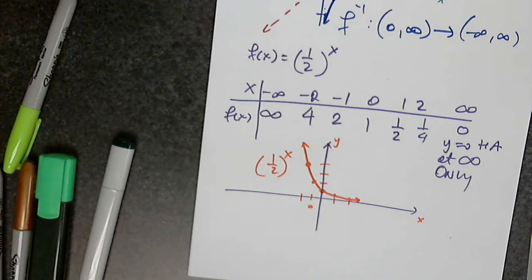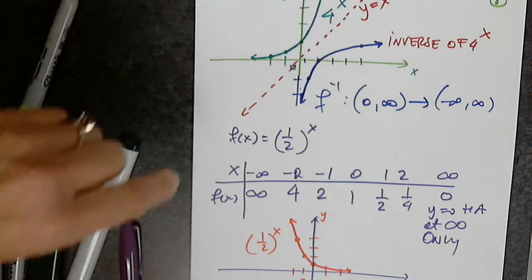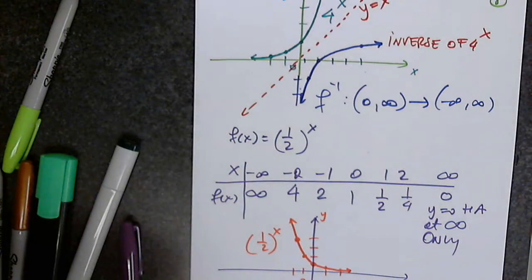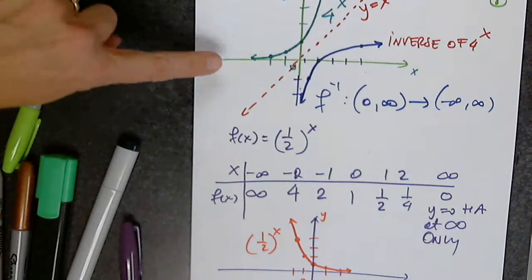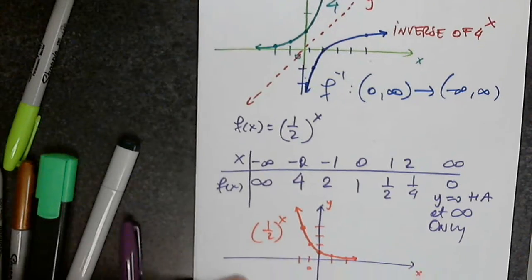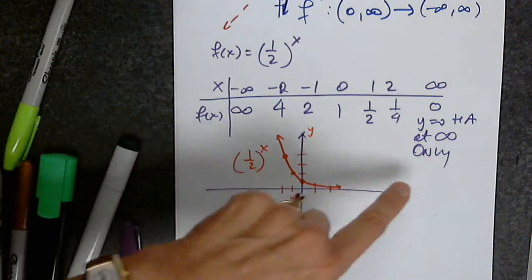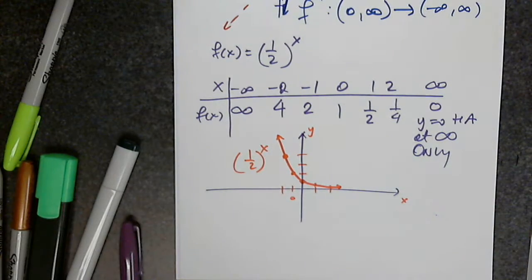So what do we notice? When the base is greater than 1, the exponential function is increasing. When the base is less than 1, the exponential function is decreasing. Is this 1 to 1?